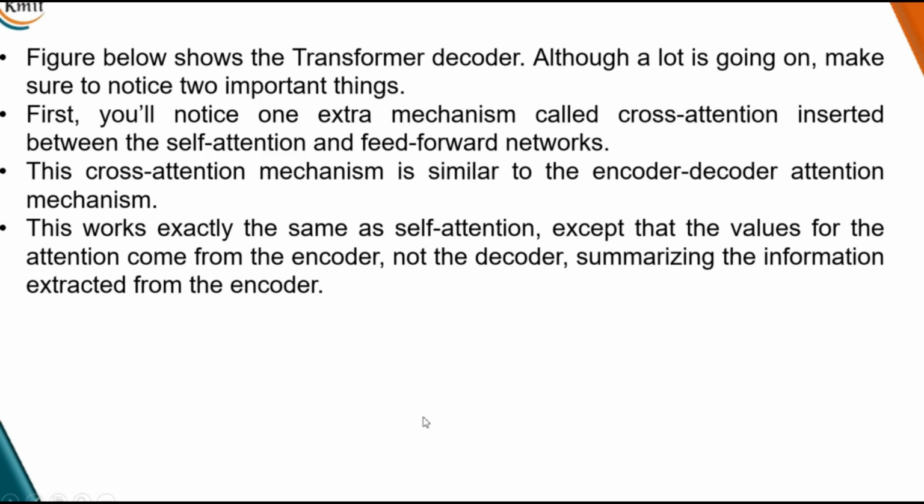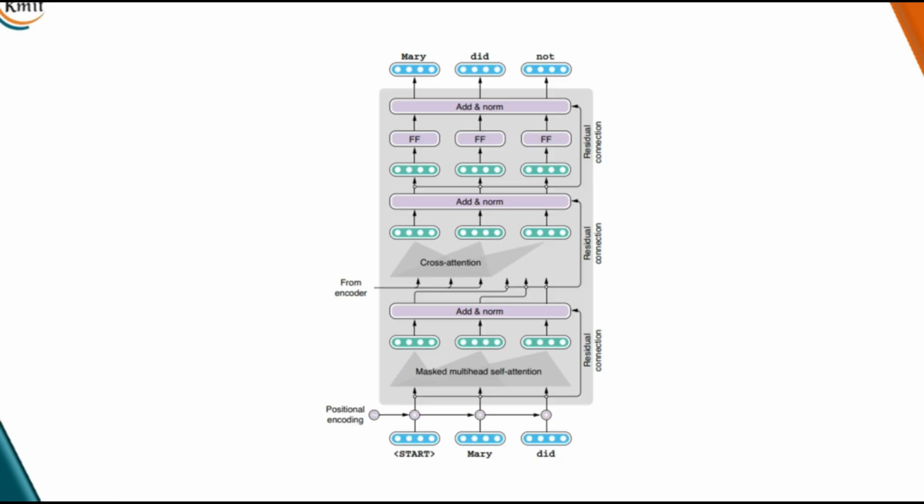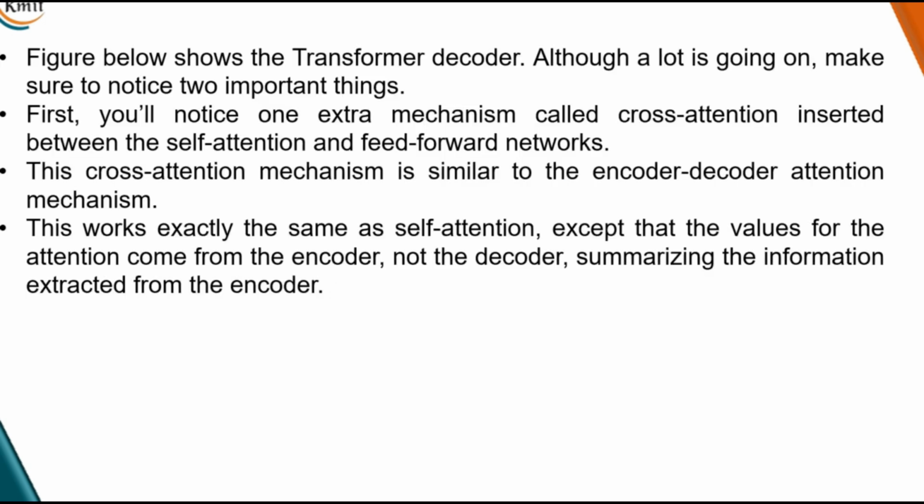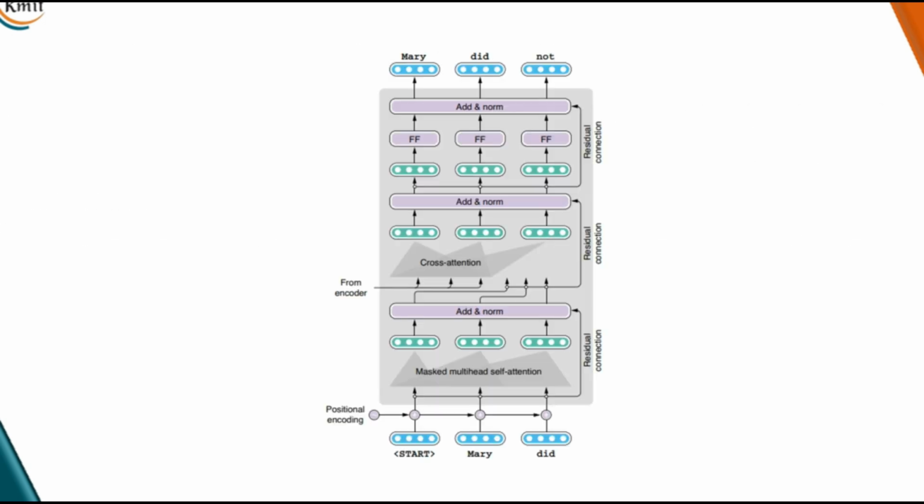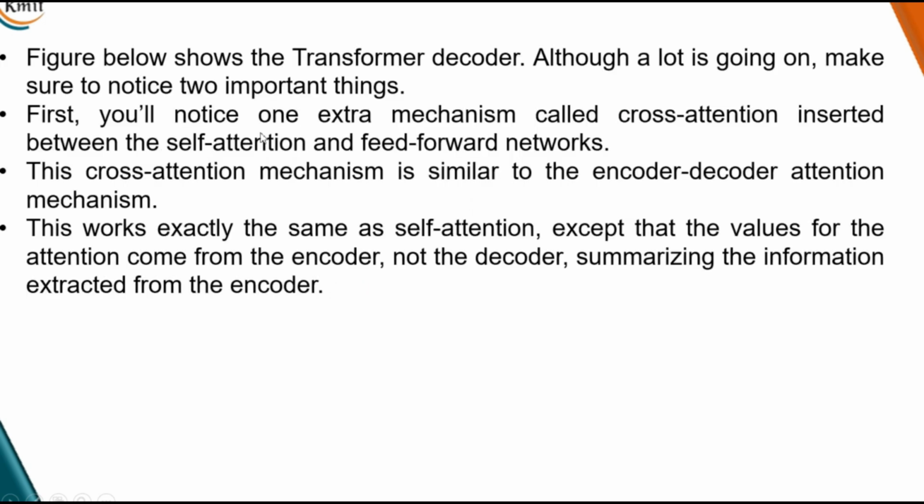Okay. Now here, this shows the transformer decoder. This is basically the decoder. As you can see, a lot is going on. Let's make sure of two important things. First, you understand this mechanism called cross attention. As you can see, this cross attention is between the self attention and feed forward. First, you'll notice one extra mechanism called cross attention inserted between self attention and feed forward.